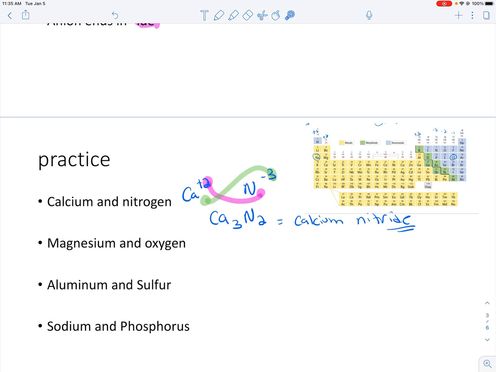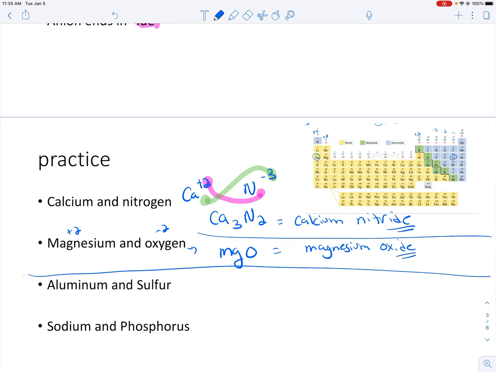All right, magnesium and oxygen. Magnesium is in group 2. It's going to take a +2 charge. Oxygen is going to take a -2 charge. Because magnesium and oxygen are already electrically neutral, this and this add up to 0. We don't have to cross any subscripts. It just becomes MgO. And so when it does that, it becomes magnesium oxide.